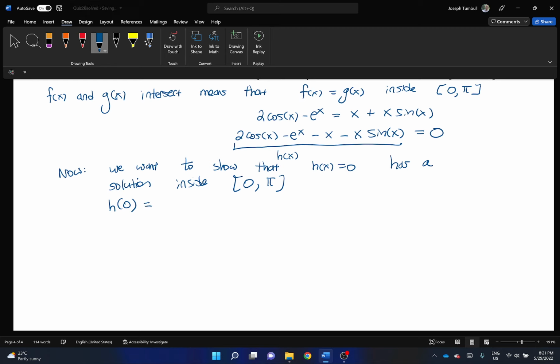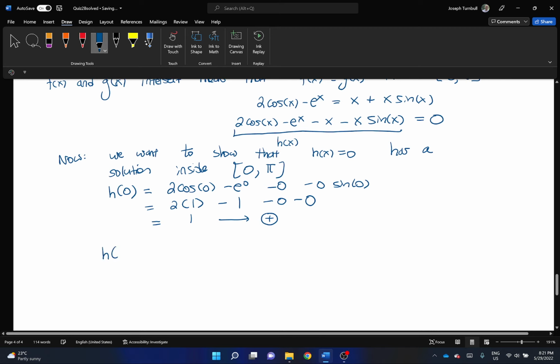Okay, so let's see what happens if I plug 0 in. 2 times cosine of 0 minus e to the 0 minus 0 minus 0 sine 0. Let's simplify that. 2 times cosine of 0 is 1. E to the 0 is 1. Okay, so we have 2 minus 1, which is 1. The important thing is that this is positive.